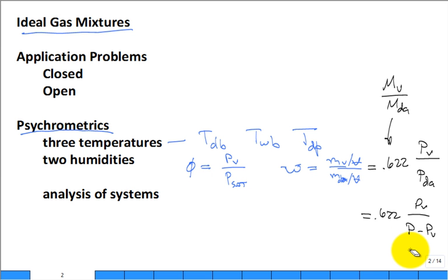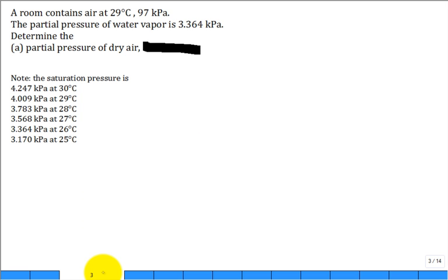Okay. Now, once we're armed with these things, we can start making calculations. We won't get into any system analysis today, but we're moving in that direction. So we have room air. It's at a given temperature of 29 degrees C. Which of those three temperatures is 29 degrees C? Did they give us the dry bulb, wet bulb, or dew point? That's right. Dry bulb, 29 degrees C. And 97 kilopascal, what is that? Total pressure, 97 kilopascal.